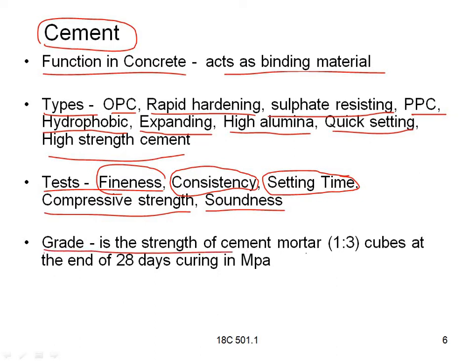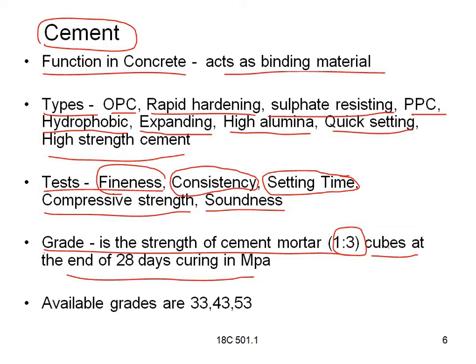So grade is the strength of cement mortar 1:3 cubes at the end of 28 days curing, in MPa. We get it by the compressive strength testing machine, by load, in Newton per mm square or MPa, megapascals. So 1:3 means 1 is cement bag and 3 is sand. Here we also have other ratios, 1:2:4, 1:3:4. We have so many ratios. The available grades are 33, 43, 53.